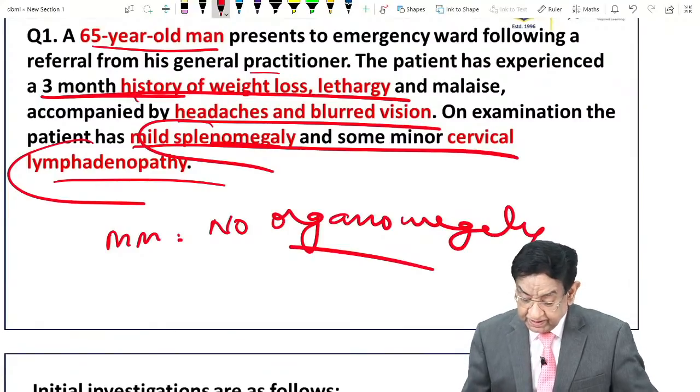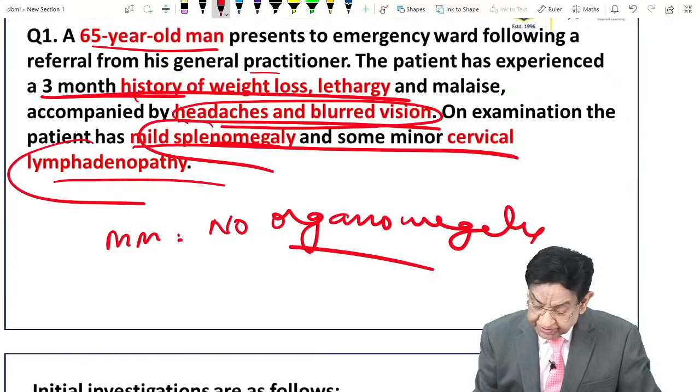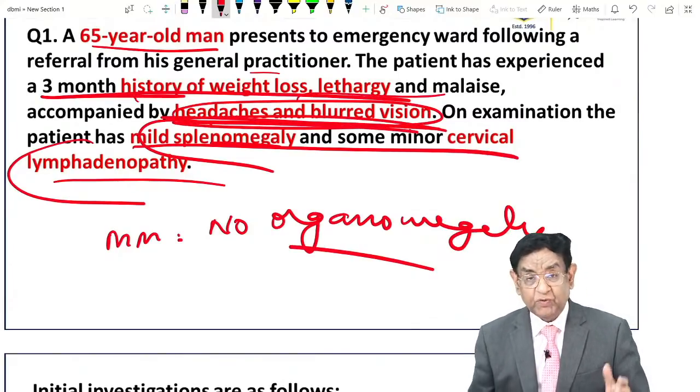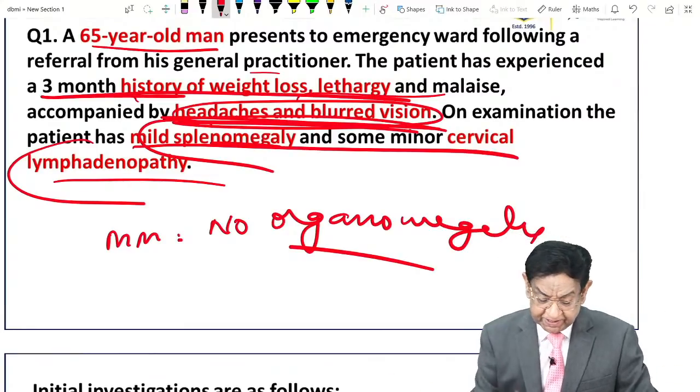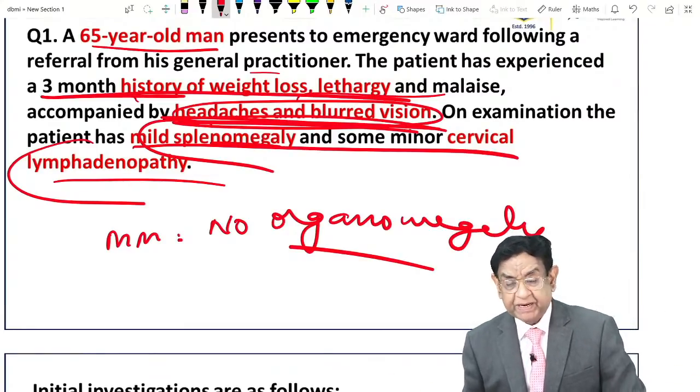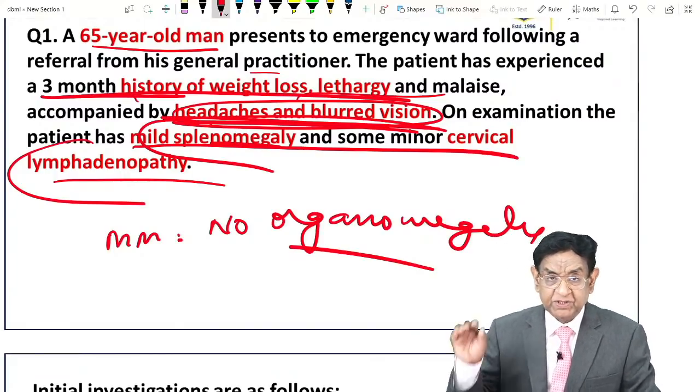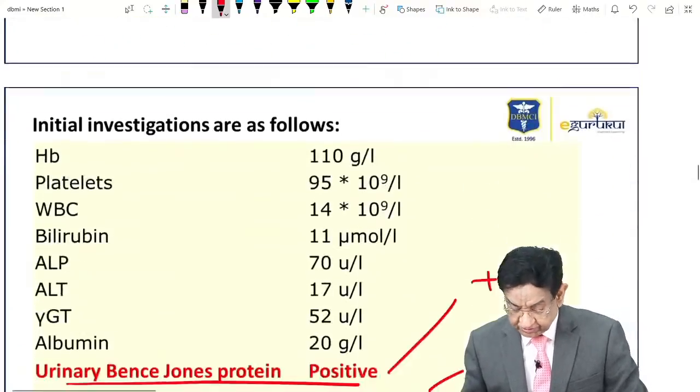Okay. Headache and blurring of vision. Very, very important point. Lethargy. Why? Lethargy can be there in a patient of 65 years. But headache and blurring of vision really should alarm your thoughts. Let's look into this.